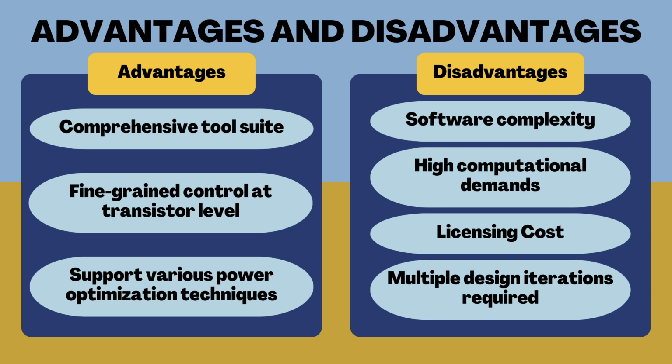However, there are also several disadvantages. First, software complexity, which can be hard for new users. They need a lot of training and practice to use it well. Next, high computational demands for running simulations and optimizations. Moreover, the cost of a commercial license for Cadence Virtuoso software can be too high for individual designers or small companies, making it hard for some users to access the software. Lastly, multiple design iterations are required, which makes the design process longer and delays the product release.